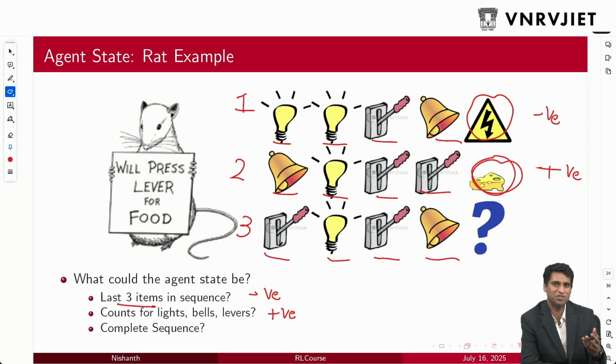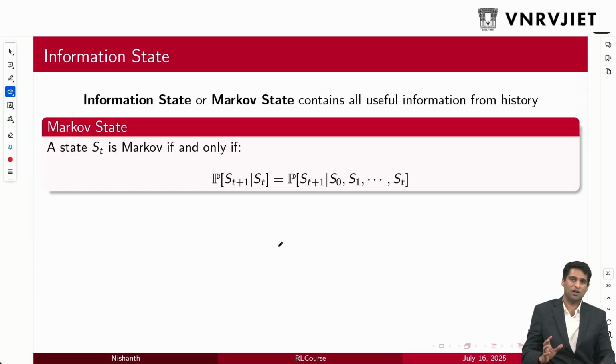What this example shows is that the internal representation that an agent has can decide which action the agent takes and can also give an anticipation of what reward the agent can expect. Now that we have defined the environment state and the agent state, there is something else called the information state or the Markov state.